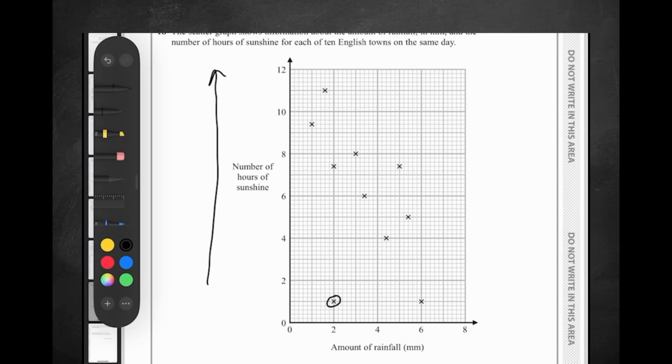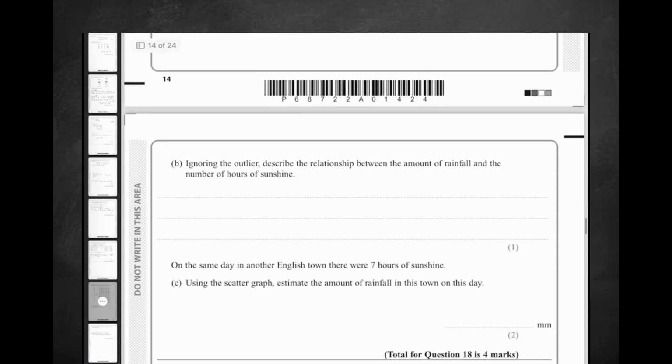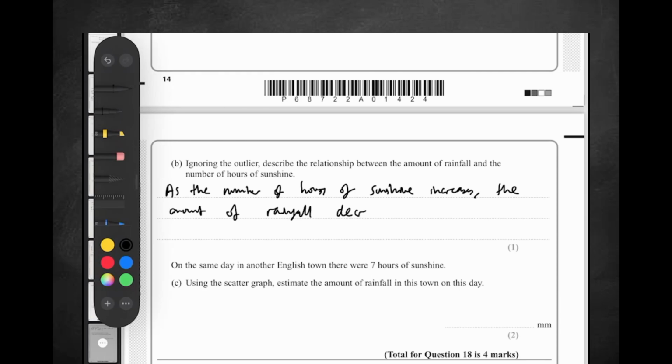As you can see, we have rainfall of almost 2 millimeters when the sunshine is high and 6 millimeters when sunshine is low. So all we need to say is, as the number of hours of sunshine increases, the amount of rainfall decreases.